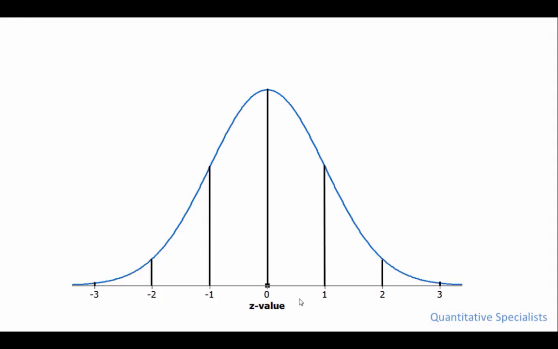In this video, we'll take a look at z-scores and the normal distribution. On your screen, you can see towards the bottom it says z-value, and you can think of this as a z-value or a z-score. And notice that it's labeled with a 0 at the center there. So that's a z-value of 0.